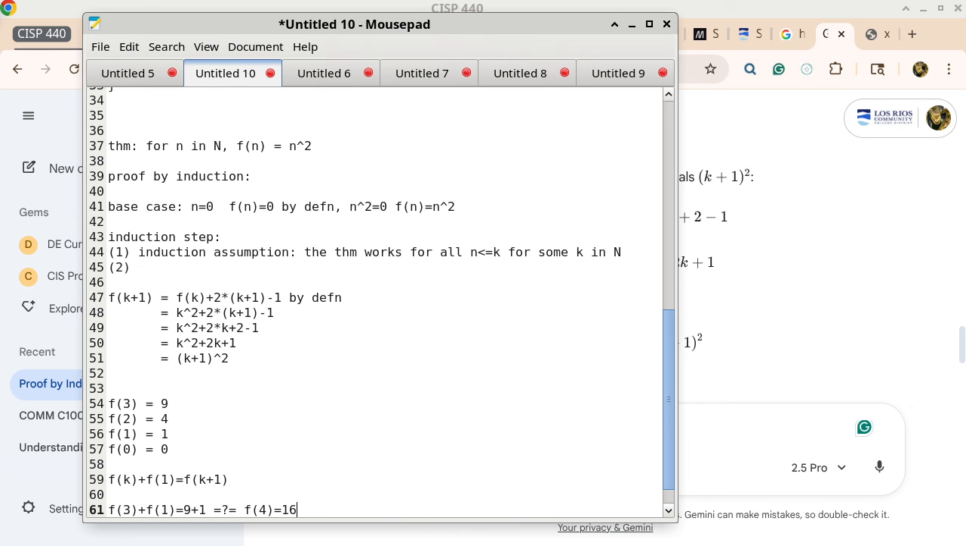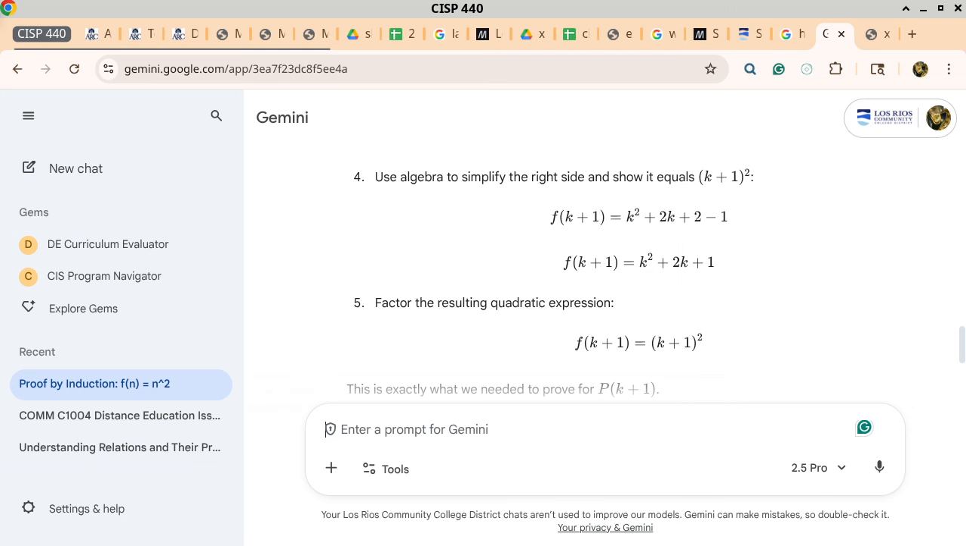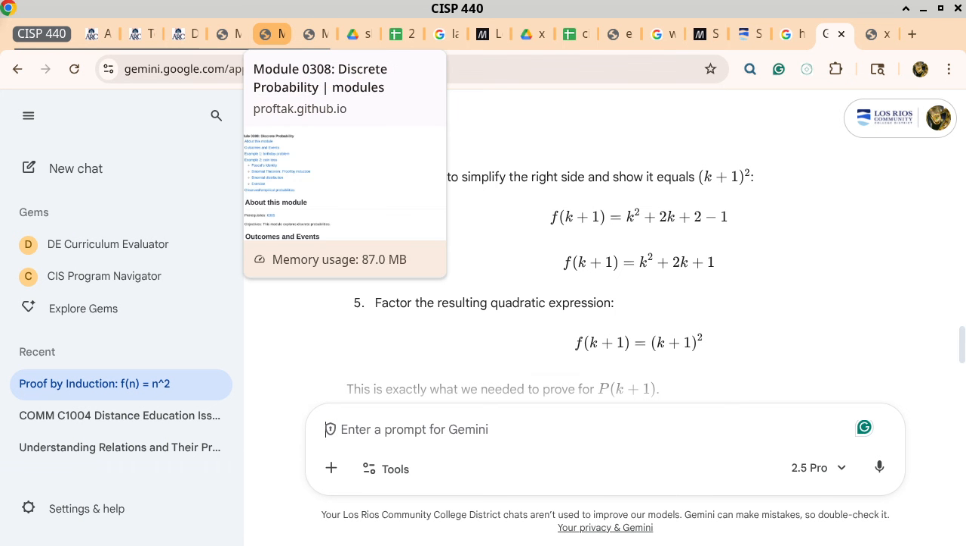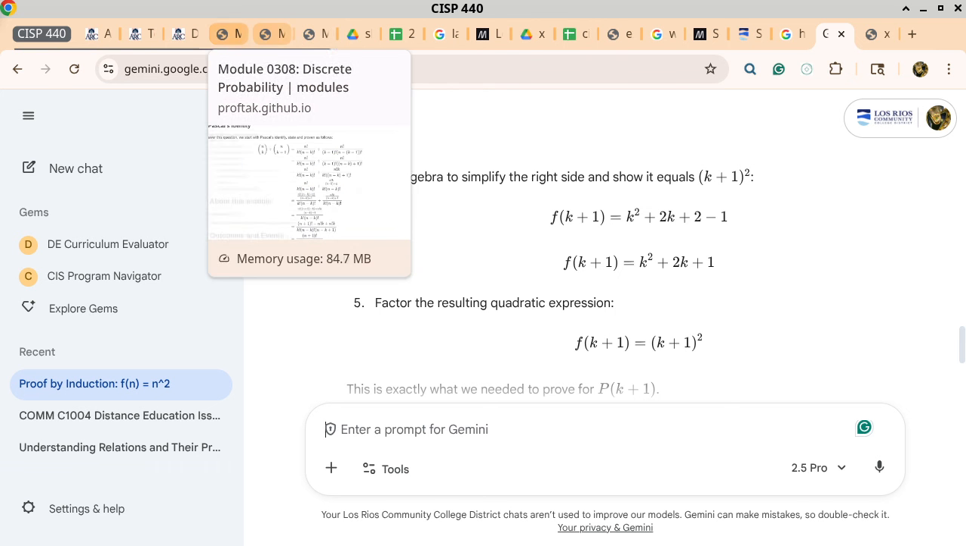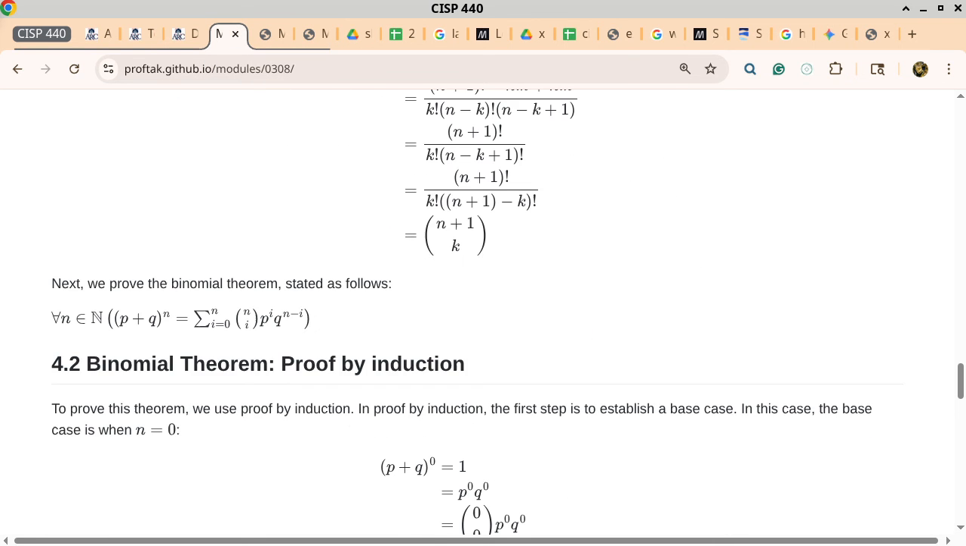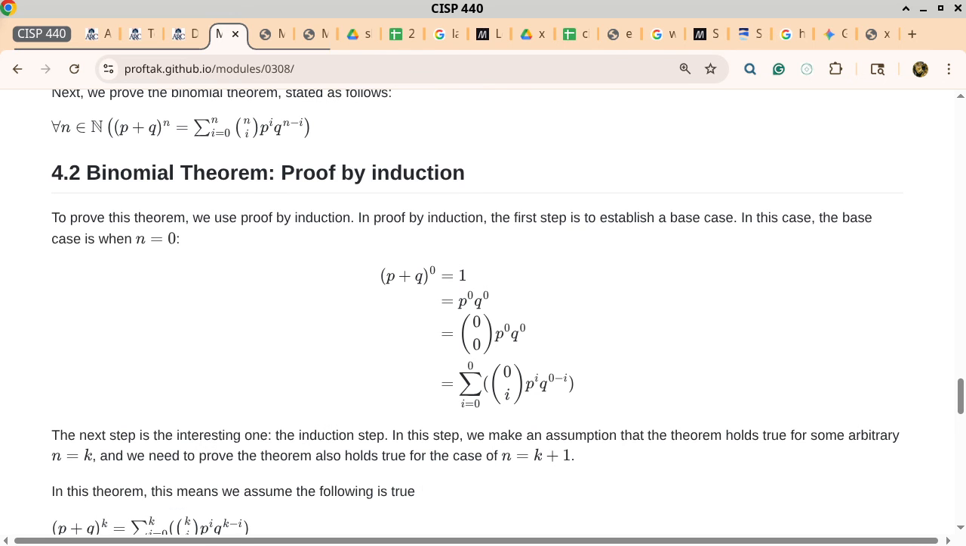Okay, all right. So now we're going to look at the binomial theorem. So we'll go take a look. Where's my slide? There we go. The binomial theorem, using proof by induction, is to show that for all n that are natural numbers, (p plus q) to the power of n is the summation of n choose i times p to the power of i times q to the power of n minus i. So this one is a little bit more complex.